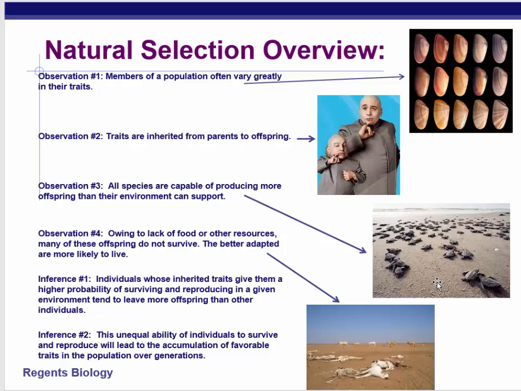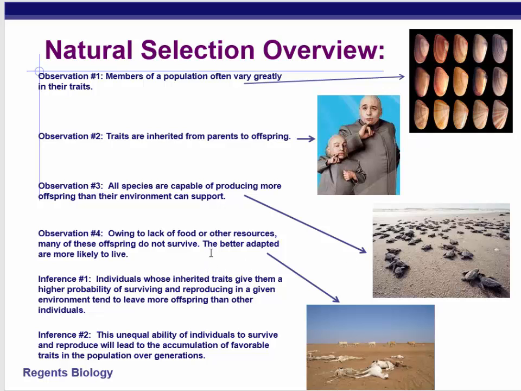Observation three, all species are capable of producing more offspring than their environment can support. So you look at these hundreds of baby turtles here, that environment, that island that he watched these tortoises be born on, more babies were born than there was food for. Why? Well, because of a number of environmental factors, which gets us into observation four.